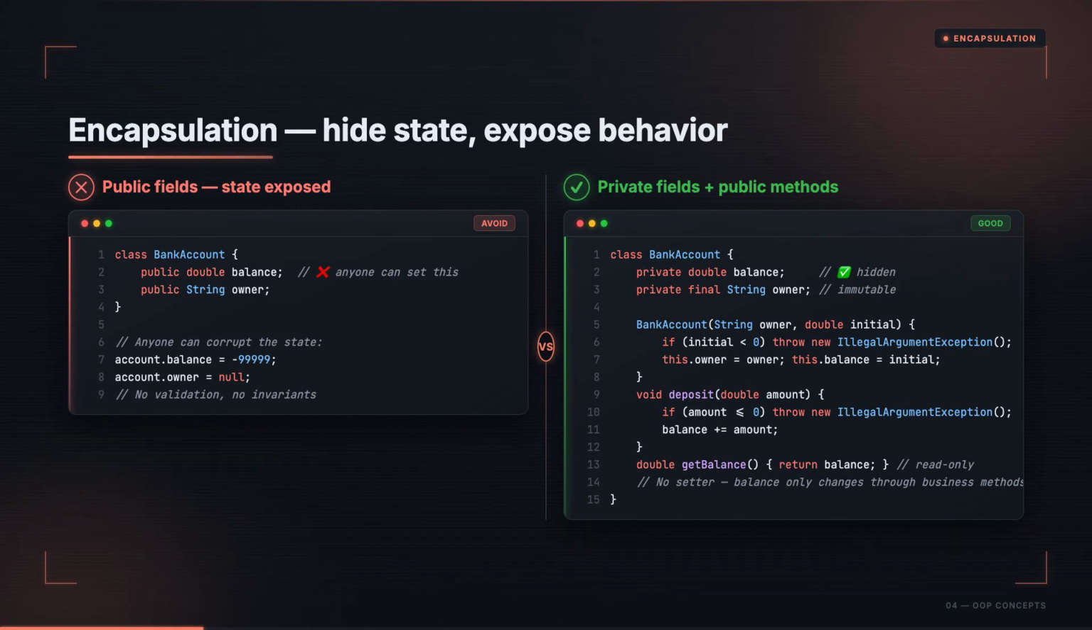The real payoff, your internal implementation can change completely. Different data structure, different representation. And nothing that uses it breaks. The public contract is what's stable, not the internals.